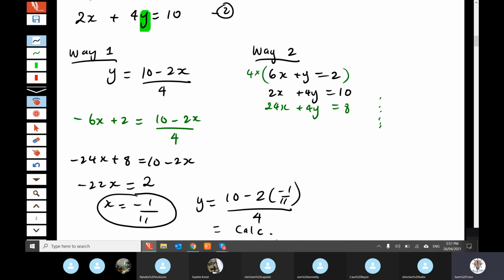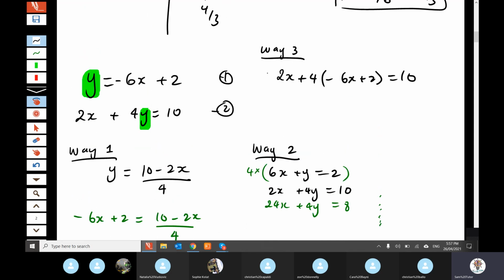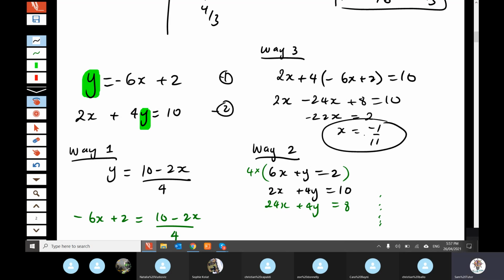I'm not going to do way number 2 because, like I said, I think it's very inefficient. You probably don't want to do that. But if you did, it doesn't matter. You should still get those answers. Let's do way number 3 just to make sure. 2x minus 24x plus 8 equals 10. 2 take away 24 is negative 22. 10 take away 8 is 2. And we get the same answer. x equals negative 1 over 11.